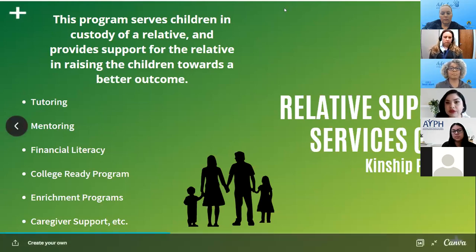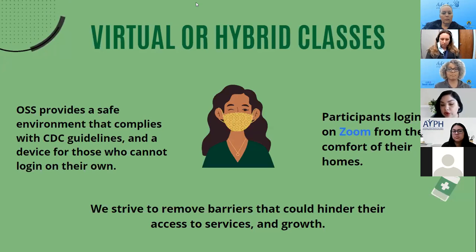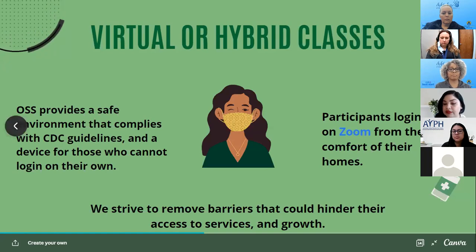We also offer the Relative Support Services, RSS for short. And this is, like Donna had mentioned, for caregivers that are taking care of non-biological children, such as nephews, nieces, grandkids, all that stuff. And we help them navigate through that. We offer tutoring, mentoring, financial literacy, college-ready programs, enrichment programs. We also do field trips with them. We try to incorporate the family as much as possible. We also do home visits. We drop off art kits, anything to engage them and keep them unified. All of our classes are virtual or hybrid, depending. We try to accommodate everybody that tries to attend these classes.